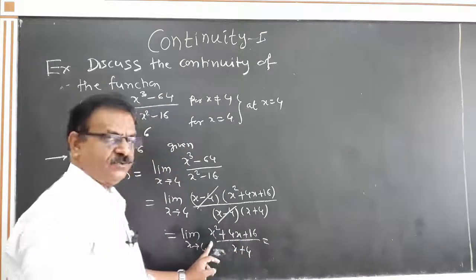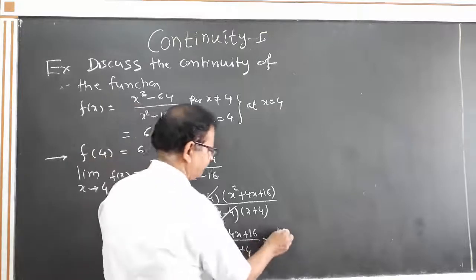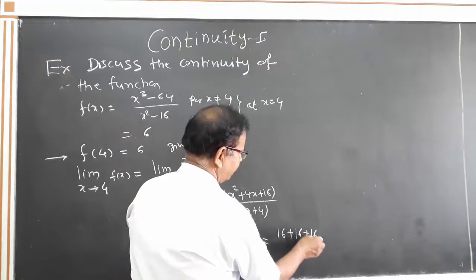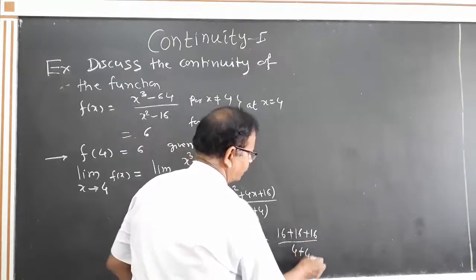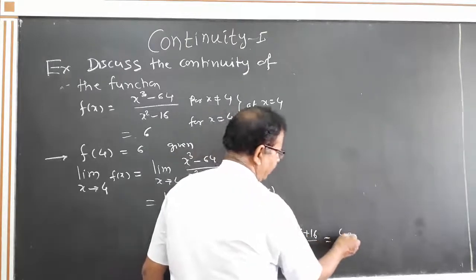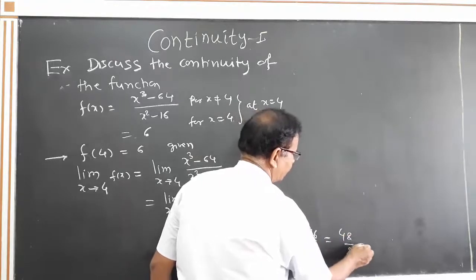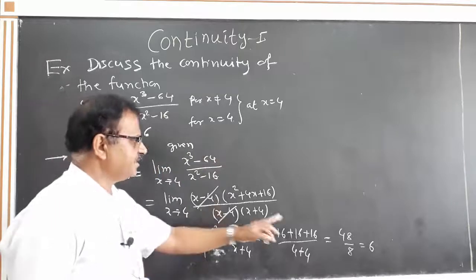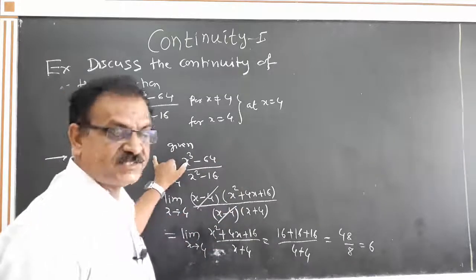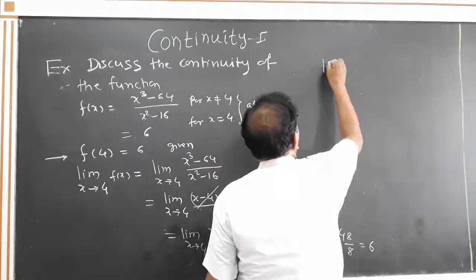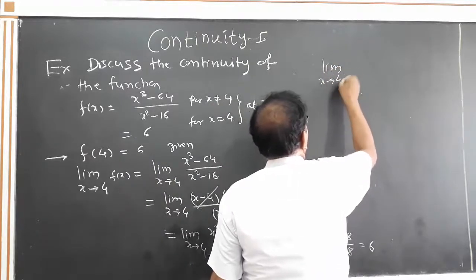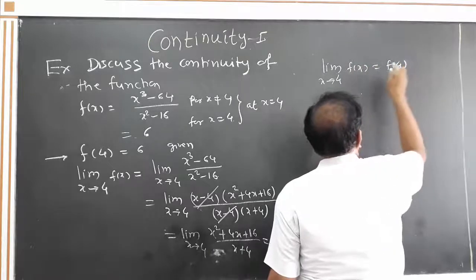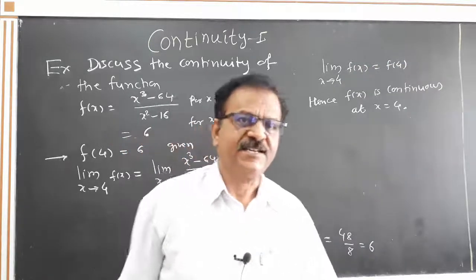Now substituting the value x equal to 4. 4 square 16 plus 4 into 4 16 plus 16 divided by 4 plus 4 equal to 48 by 8, which is 6. See that here limit of the function is 6 and value of the function is also 6. Thus limit x tends to 4 of fx equal to f of 4, hence fx is continuous at x equal to 4.